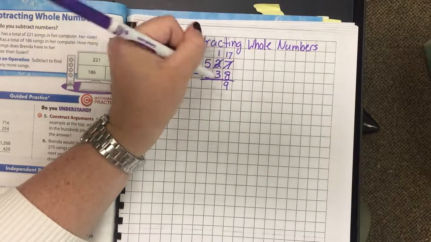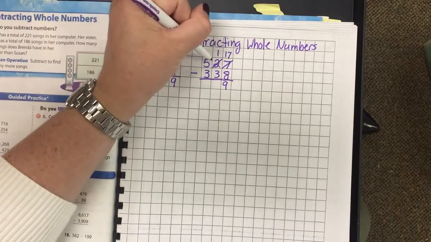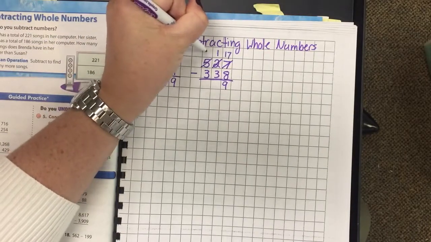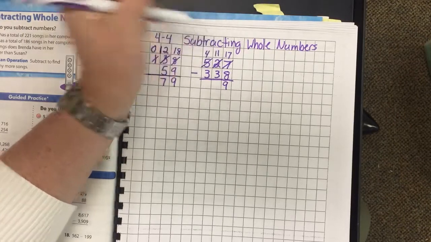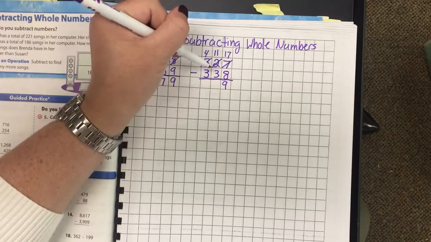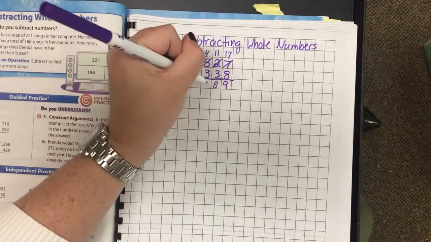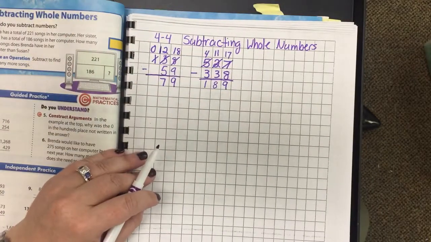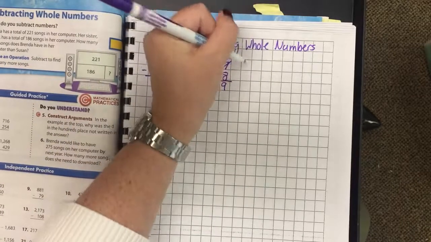9. Can I do 1 minus 3? No. I cannot. So once again, I have to redistribute. I'm going to cross off that 5, turn it into a 4, and turn that 1 into an 11. 11 minus 3 is? 8. And 4 minus 3 is? 1. Ta-da! There we go. Bit by bit. Let's try another one.